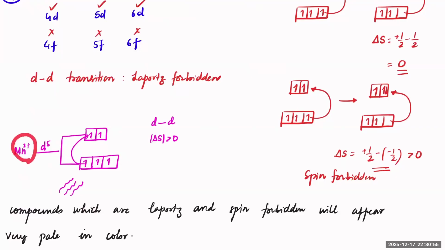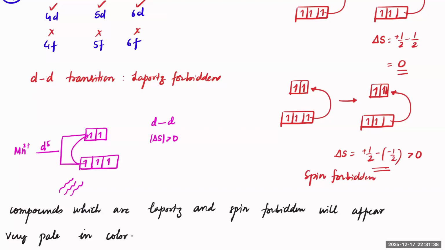Notice in the case of manganese plus 2, d5, this is the configuration of d5, and when you are sending light, it will absorb, and one of the electrons from t2g will try to migrate to eg. Now it is showing a d-d transition. So that means it is Laporte forbidden. That means it is not following the selection rule. And if this electron has to go and sit here, it has to change the spin also. If it changes the spin, then delta S will be greater than zero, which means it is not following the spin selection rule also.